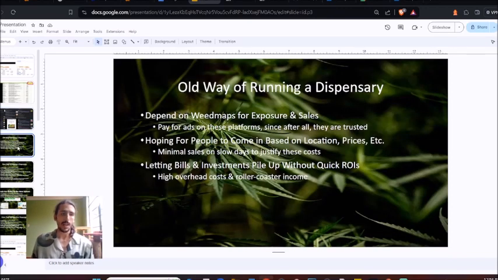Let's go right into the old way of running a dispensary. Many of you might actually be stuck doing this in 2024, and we're going to help you right the ship right here and now. Right now, many people depend on Weedmaps, Leafly, and other online platforms for exposure and sales. The reason is simple: a lot of people go to these platforms. However, the biggest problem is that it's pay for play.